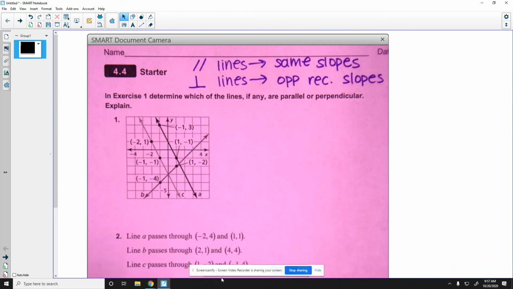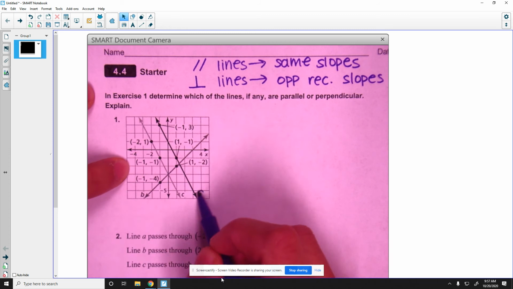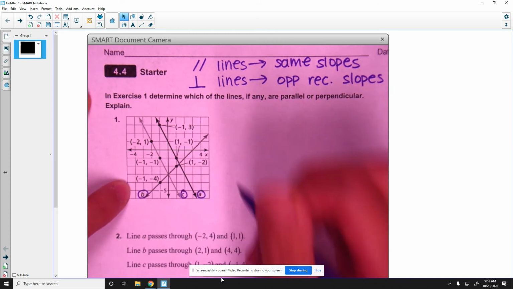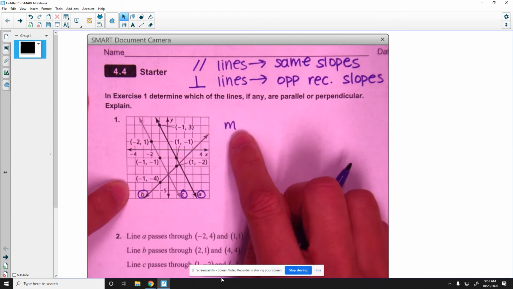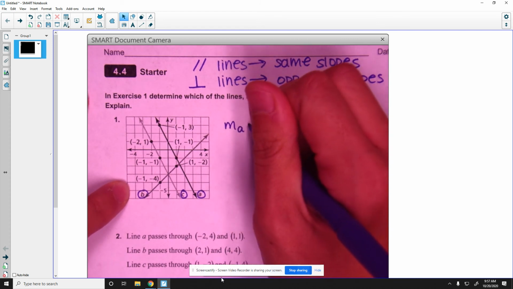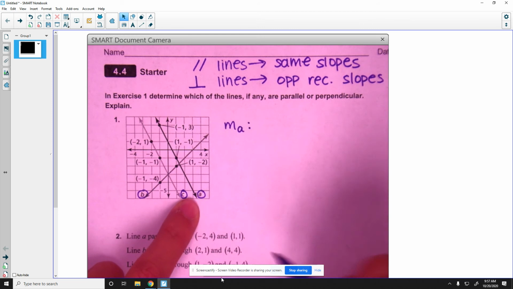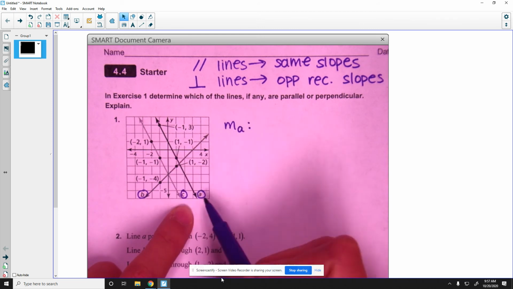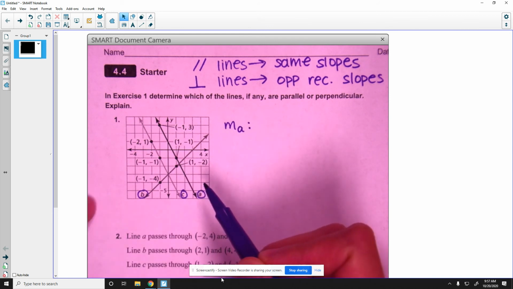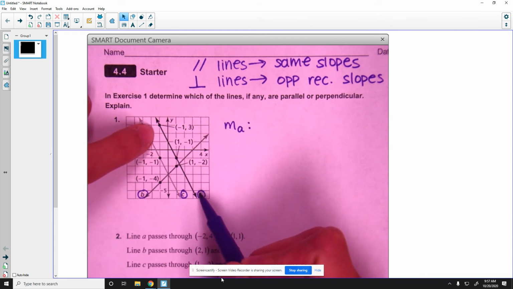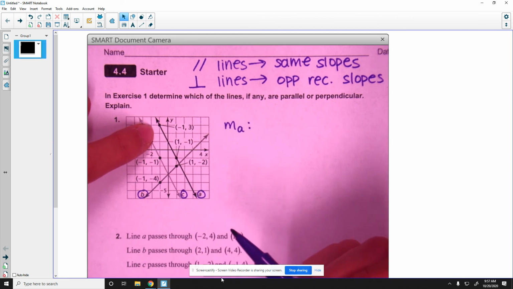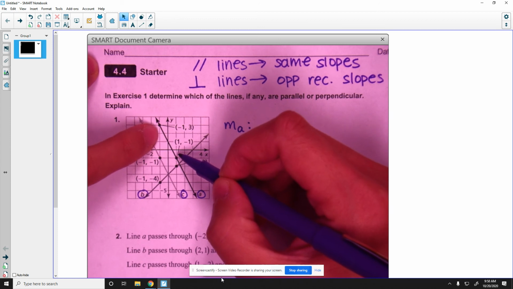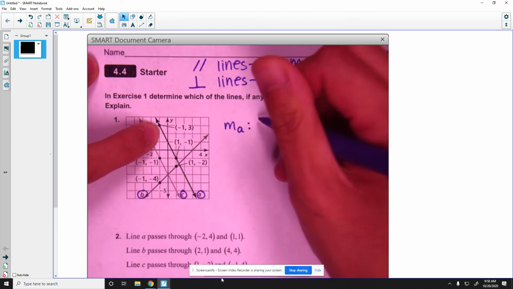It looks like my lines are A, B, and C. I'm going to find these slopes. Slope is the letter M, so I'm going to find the M, or the slope, of A. When I write MA, it's not ma, it's the slope of A. What's the easiest way to calculate slope if I have a picture? What do I do, Emily? Rise over run. They give me two dots, so all I have to do is count rise over run.